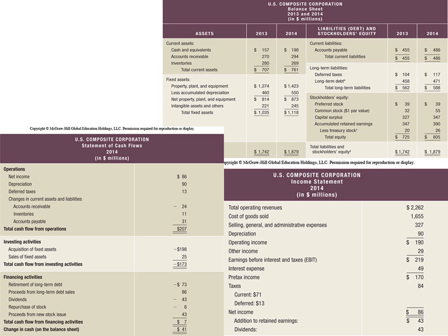Now we have these three numbers that talk about cash flows in different areas of the firm. We can add those together to figure out what is the total change in cash. 207 minus 173 plus 7 gives us 41. So 41 should be the same as the change in cash between 2013 and 2014. And sure enough, it went from 157 up to 198, which is a change of positive 41.